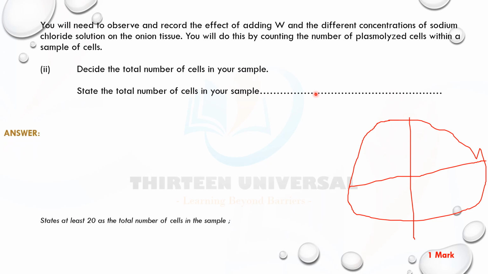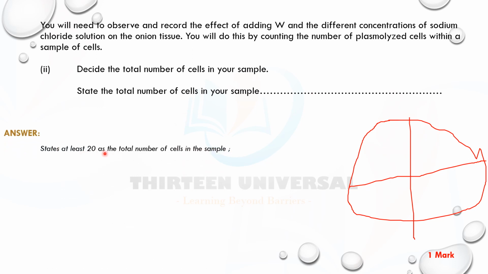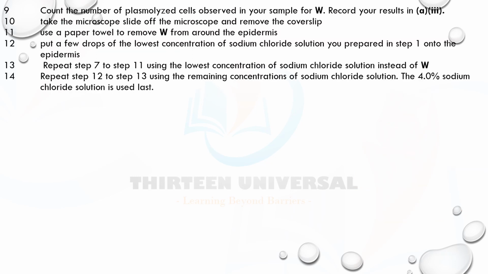According to this practical, state at least 20 as the number of cells, based on what you're seeing at times 10. Count the number of plasmolysed cells observed in your sample for W. Record your result. So you're going to record the result. Take the slide off the microscope, and remove the cover slip. Just follow it step by step. Now you remove it. Use a paper towel to remove water from around the epidermis. Remove the water, and then now it's no longer water that you're going to add.